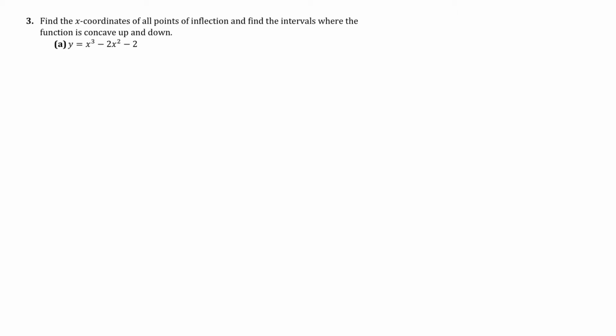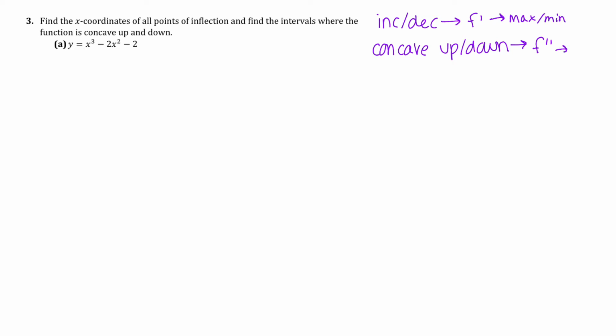All right, so now we're looking for inflection points and intervals of concavity. So where is it concave up? Where is it concave down? Your increasing and decreasing comes from your first derivative. Your concave up/down comes from your second derivative. So these also include the maxes and mins for your first derivative, and this includes inflection points for your second derivative.